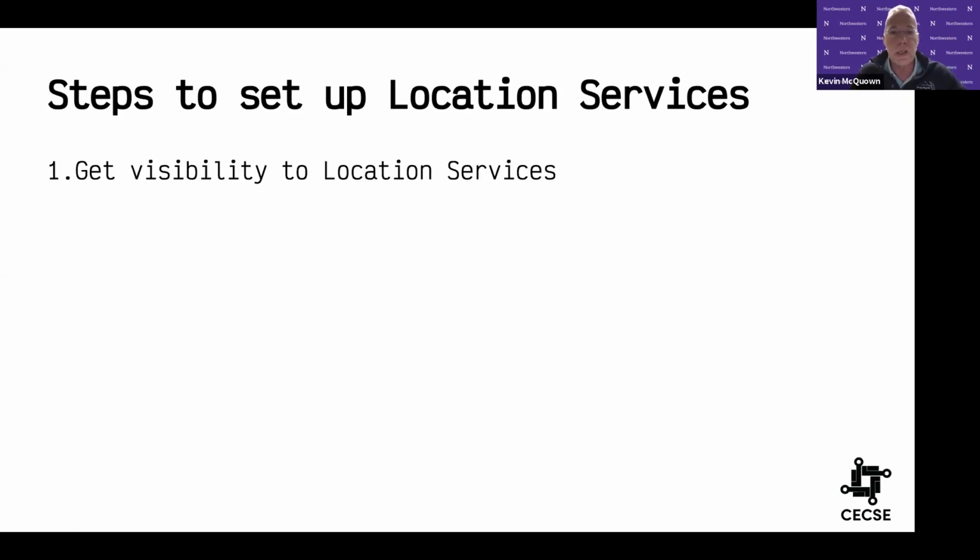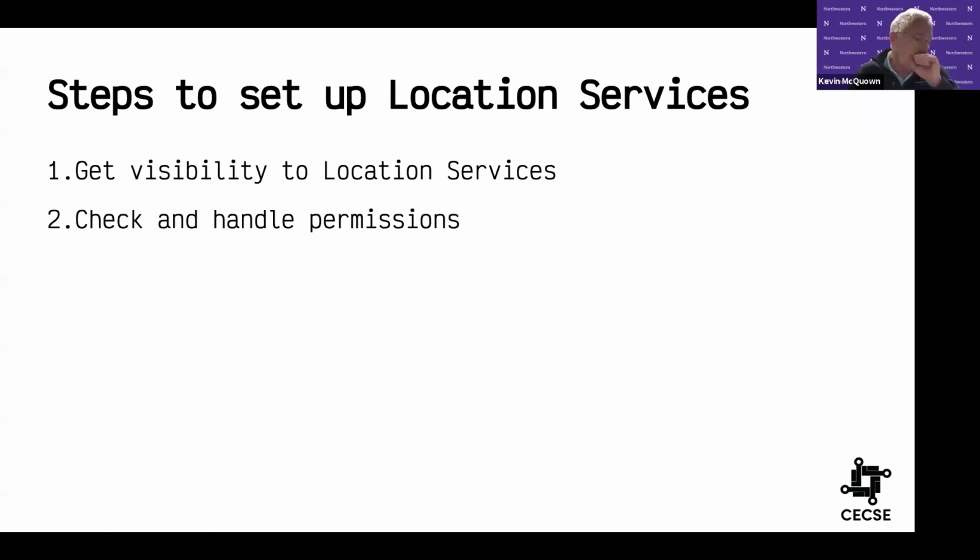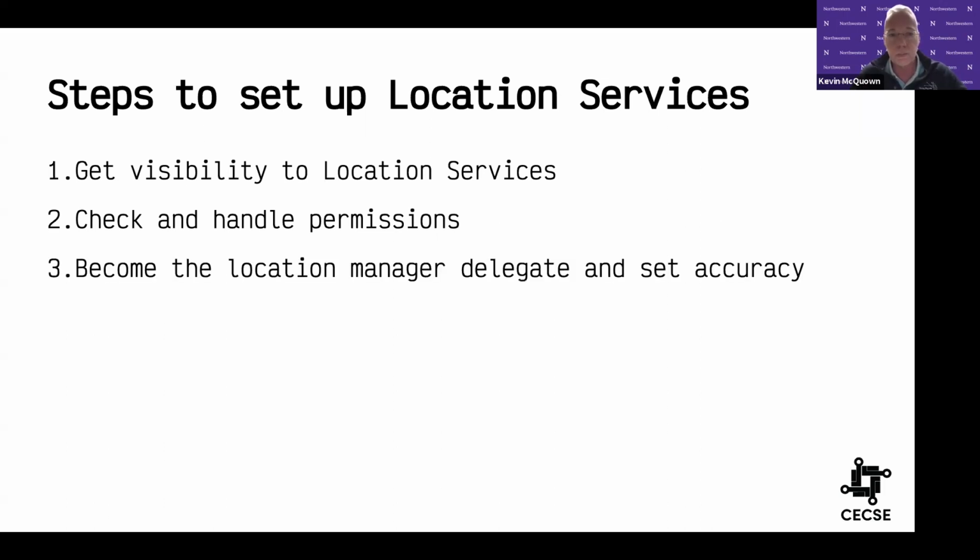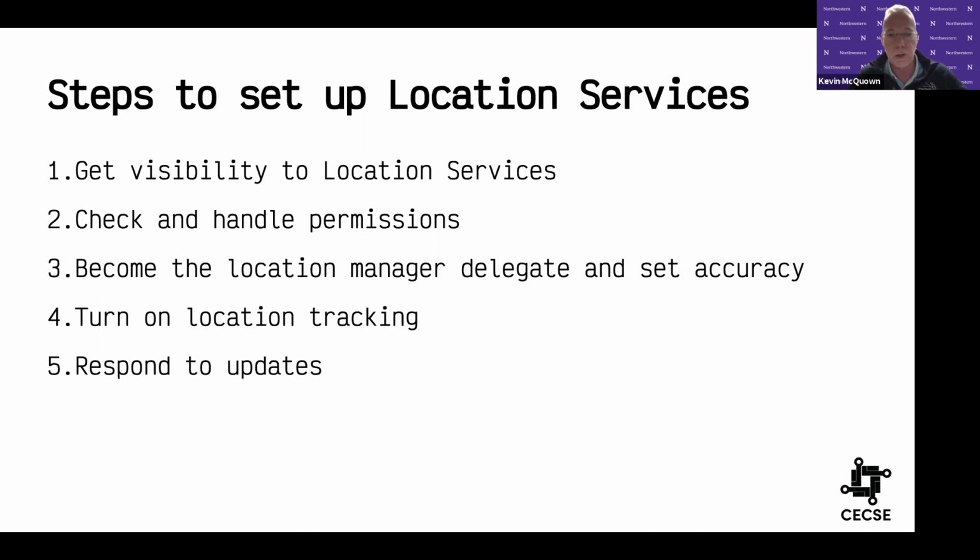So the first thing is we need to get visibility to location services, and I'll show you how we do that. The second is we need to check and handle the permissions. The third step is we want to become the location manager delegate and also set the accuracy of how accurate we want our location service to be. We want to turn on location tracking so that we can get updates as the phone moves around. And finally, we want to respond to those updates as those updates come in.